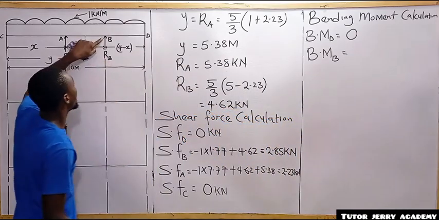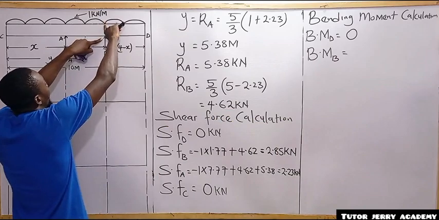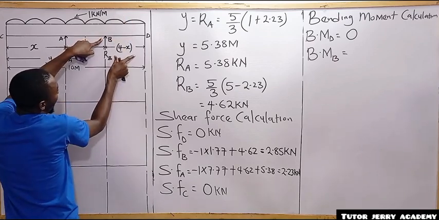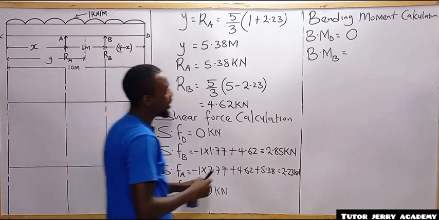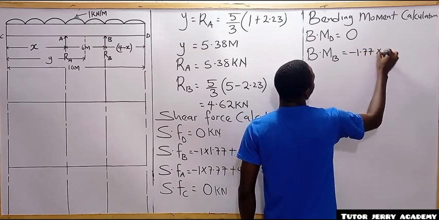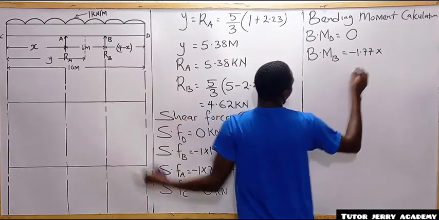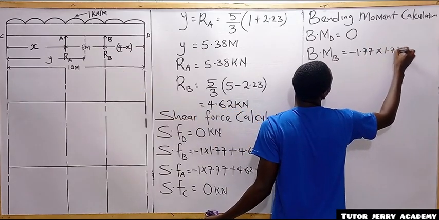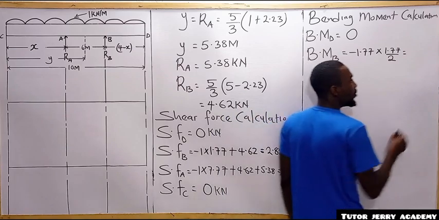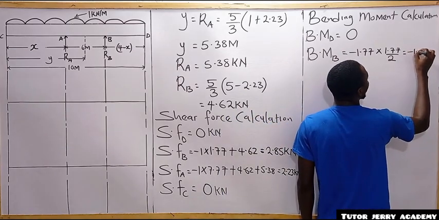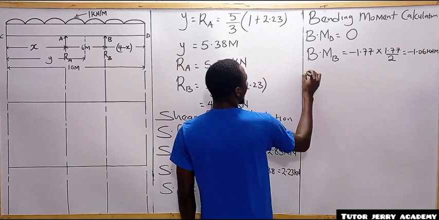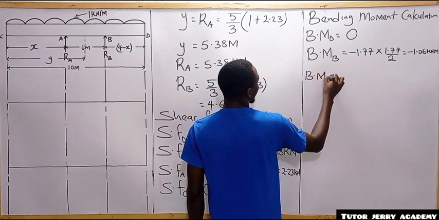If you stand at point B here, we have a uniform distributed load converted to a point load, that is 1 times 1.77, that is negative 1.77, then multiply by the distance divided by 2, that is 1.77 divided by 2. So if you do this, you are going to have nothing but negative 1.06 kilonewton meter.